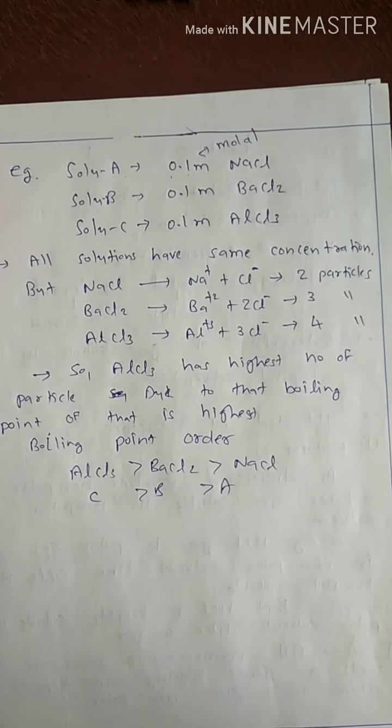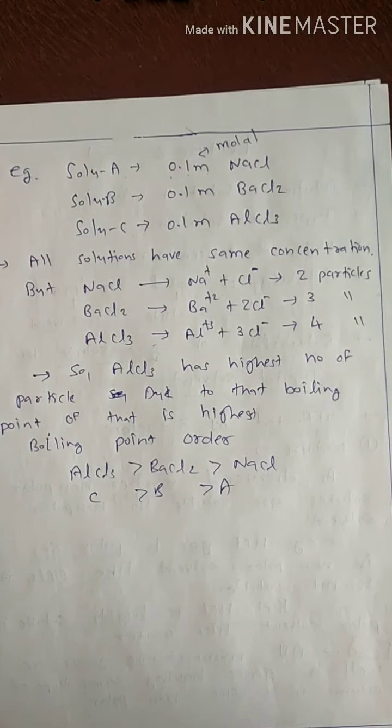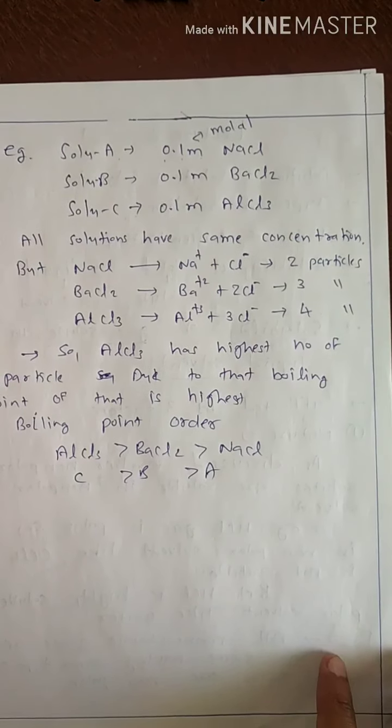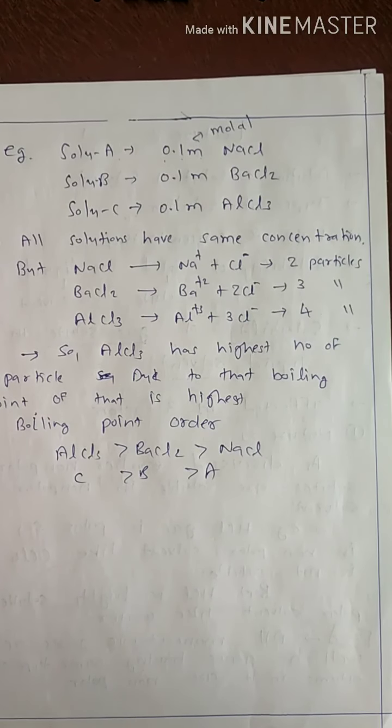Solution B is 0.1 molar BaCl2. Solution C is 0.1 molar AlCl3. Out of these three solutions, which solution will have the highest boiling point? That is what you have to find out. Now, how to find that out?